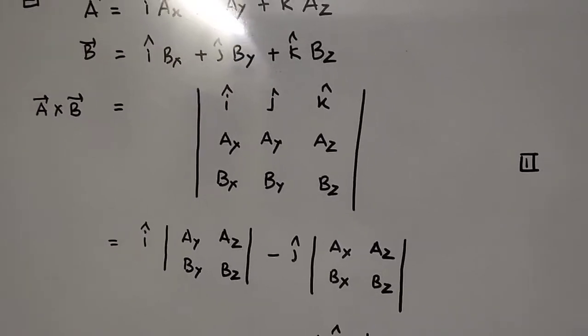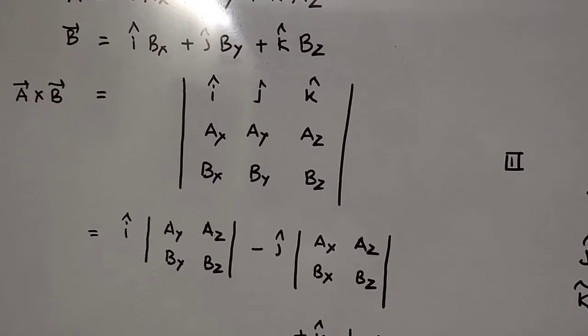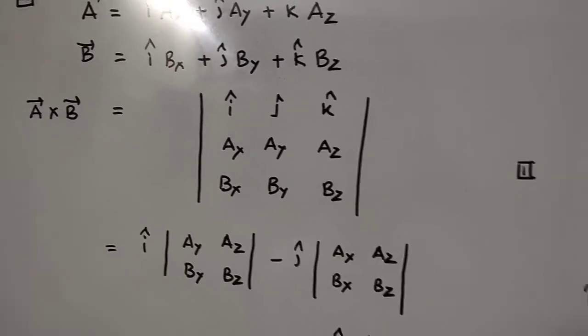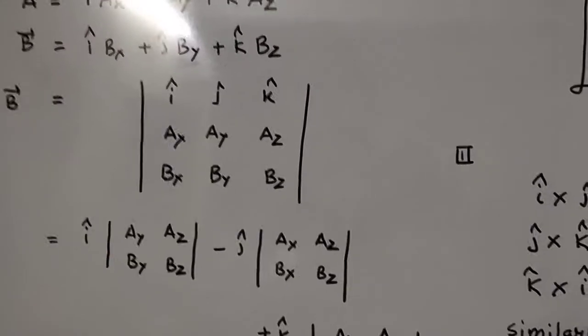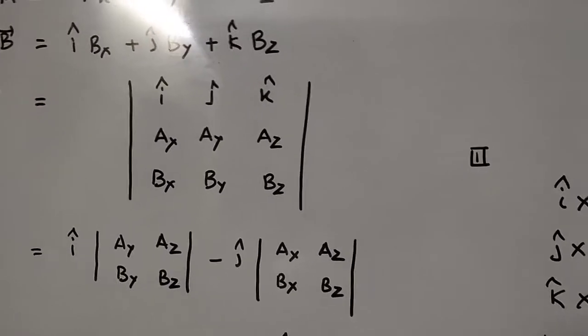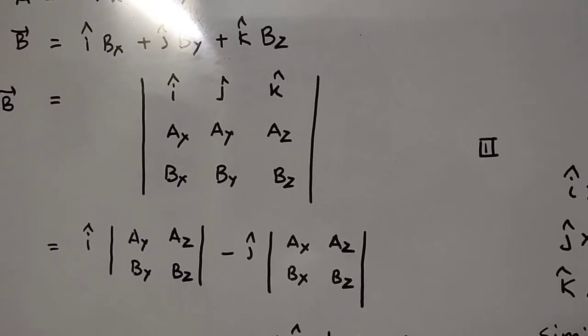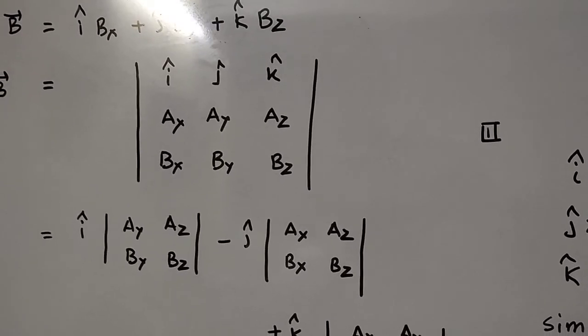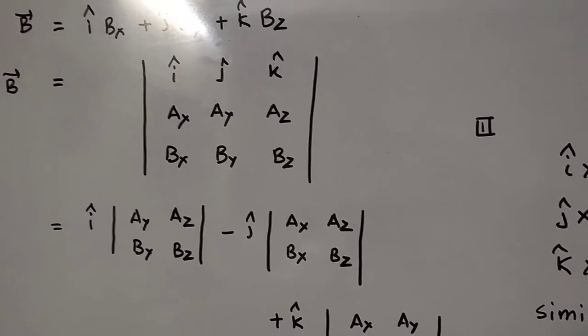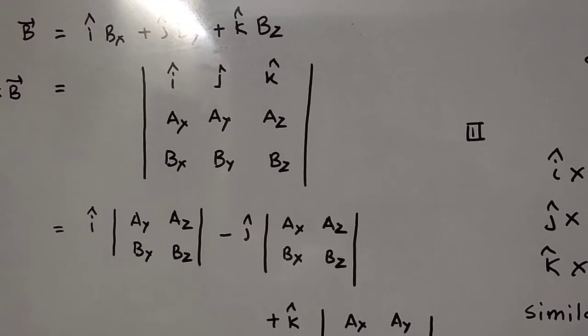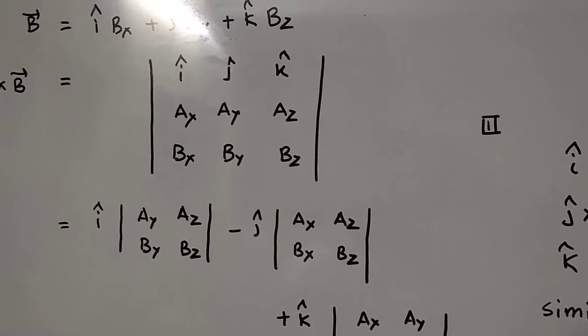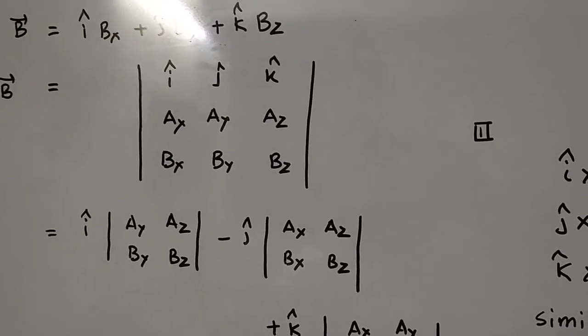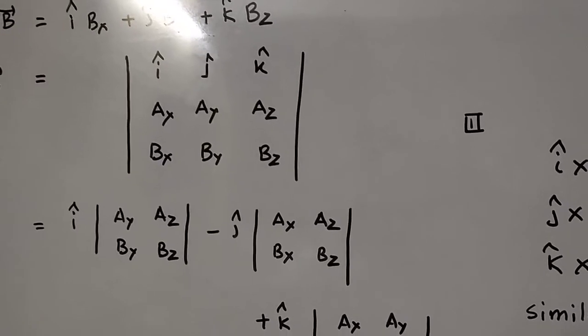If it is b cross a, then you have to write initially the b component, then the a component. Now after writing this component, what you have to do? You have to consider the element belonging to row number 1 and column number 1. So it is your i cap. If you take i cap, then the rule is you have to exclude the elements belonging to the first row and first column.